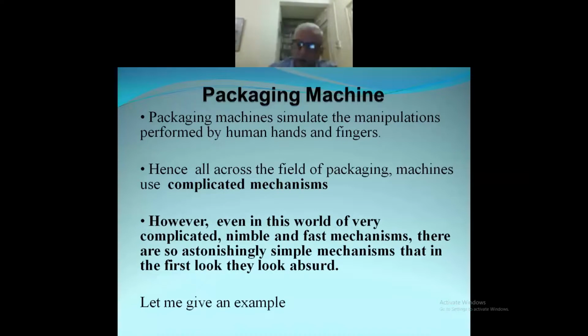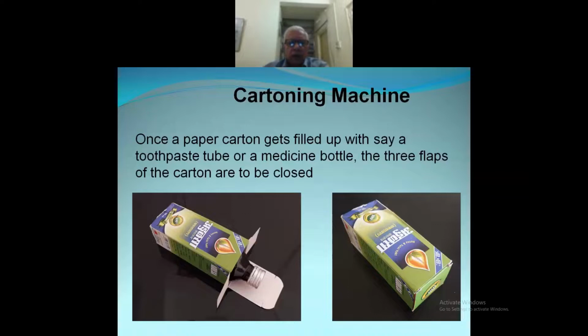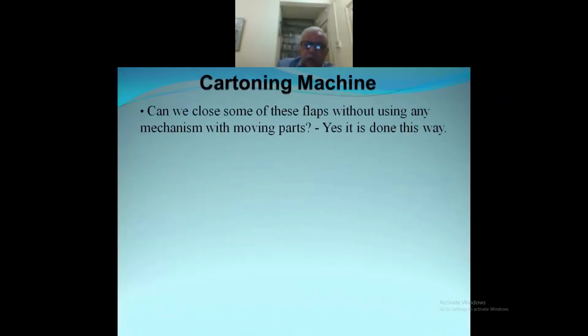Let me give just one example, of a cartoning machine. Everybody has seen this. Once a paper carton gets filled up with, say, a medicine bottle or a toothpaste or whatever it is, then these 3 flaps are to be closed. Normally this carton moves on a conveyor. My question is, what type of mechanism do we have to have to close these 3 flaps so that the carton becomes like this? And my condition is that I want to do it with a simple mechanism which is completely static, nothing moves.